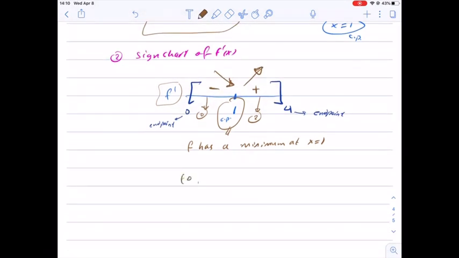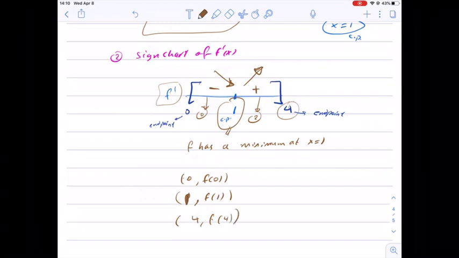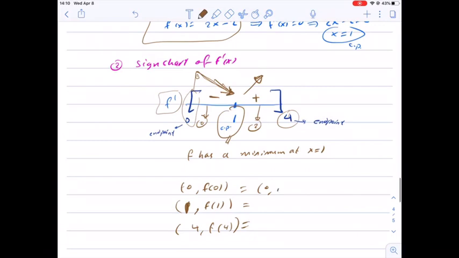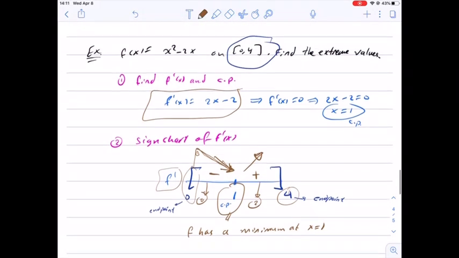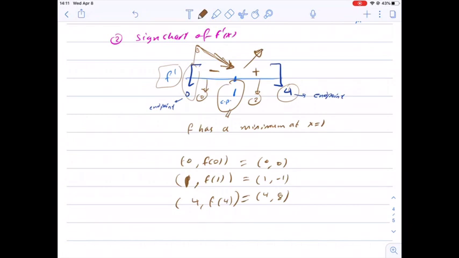So we have the following points. We have 0 and f of 0, and we have 1 and f of 1. We have 4 and f of 4. So 0 and f of 0, as you can see, this is a maximum because the function is decreasing from here. So it's a maximum, but it's a relative max, because if we find the value of the function at these points, this is 0 and f of 0. F of 0 is 0. This is 1 and f of 1. F of 1 is -1. And this is 4 and f of 4. F of 4 is 8. So this is the max. At 0 it's a maximum, and at 4 it's a maximum. As we can see here, it's a maximum.